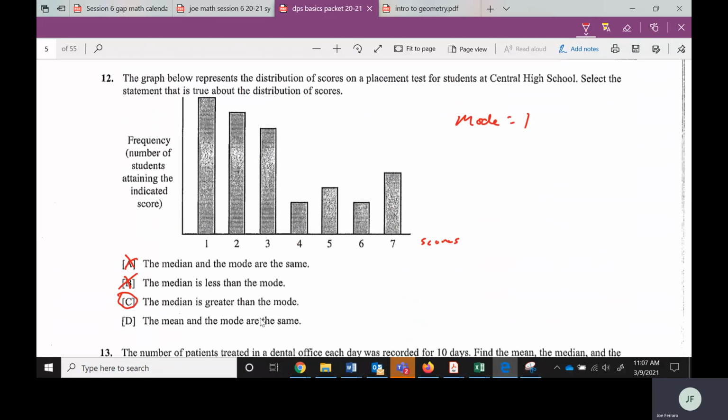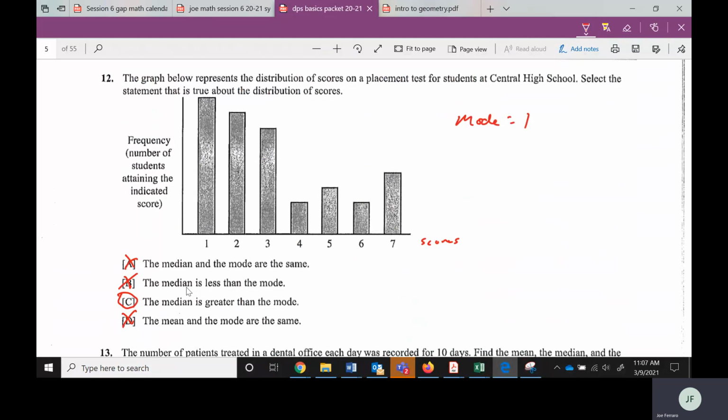The mean and the mode are the same. Well, again, the mode is 1, and then the mean has got to be higher than that. The average of all these has got to be somewhat higher than 1, so they're not going to be the same. So that's why this problem can be tricky. Okay, do the best you can on it. There's another problem like this in the practice problems. If you're not making sense, ask me a question about it.